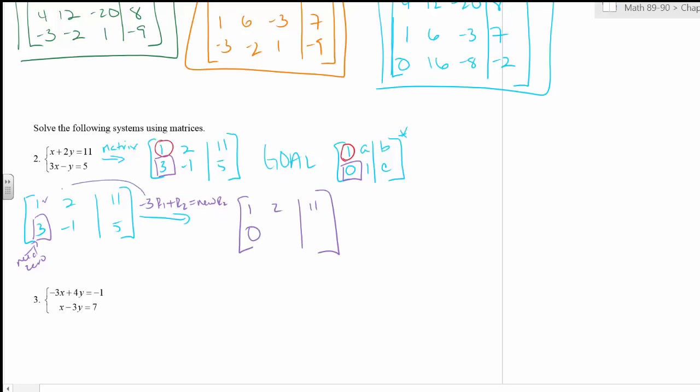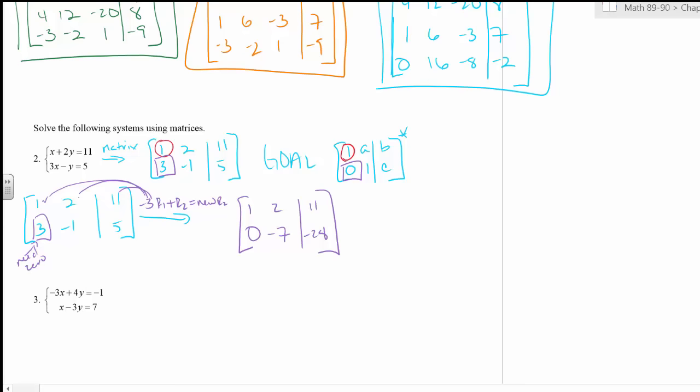Negative 3, so we're multiplying this through, but this is just mental math. Negative 3 times 2 is negative 6, minus another 1 is negative 7. Negative 3 times 11 is negative 33, plus 5, because that 5 is positive, is negative 28. So that's what your second matrix is going to look like.